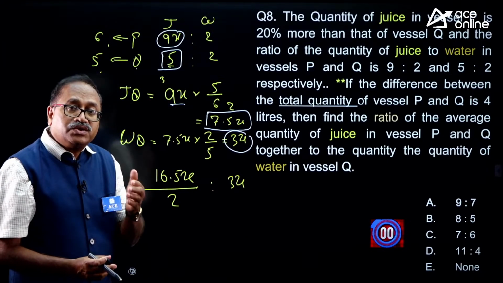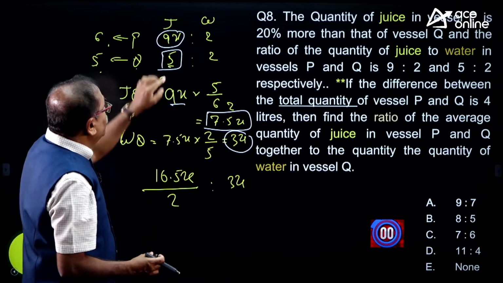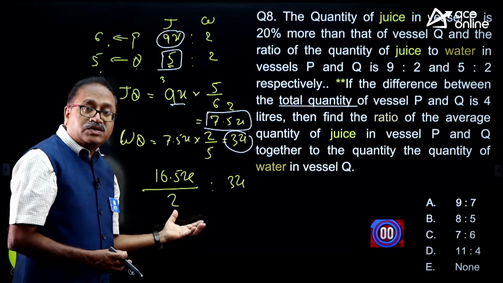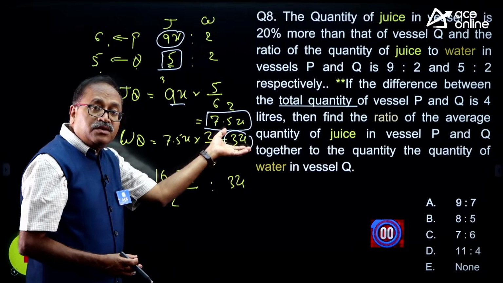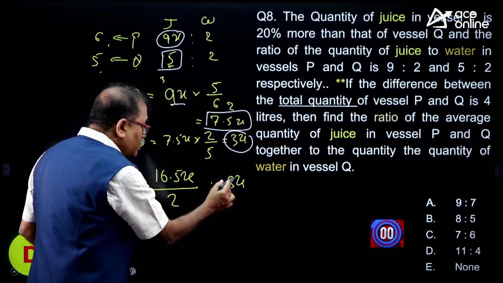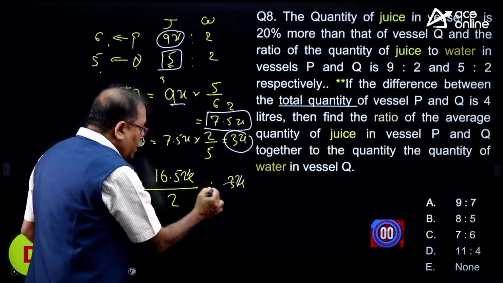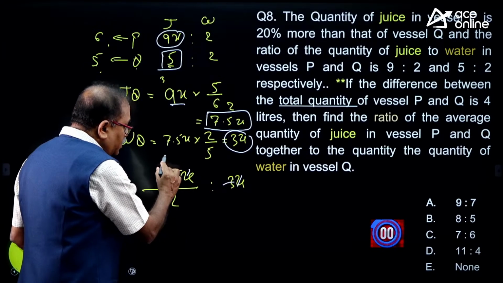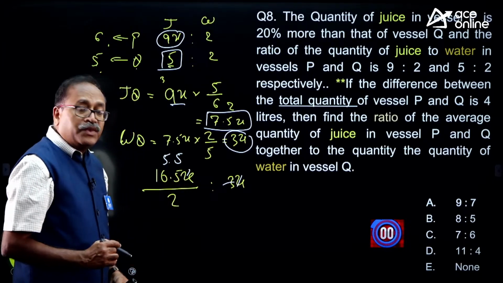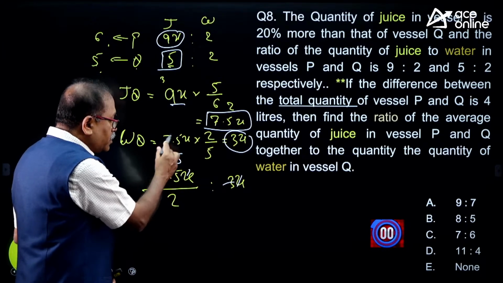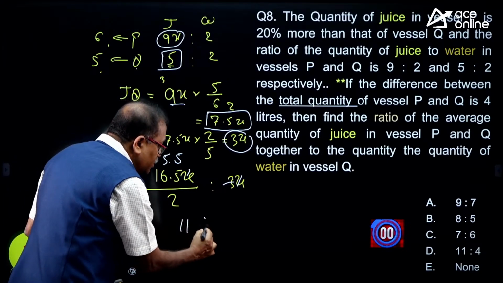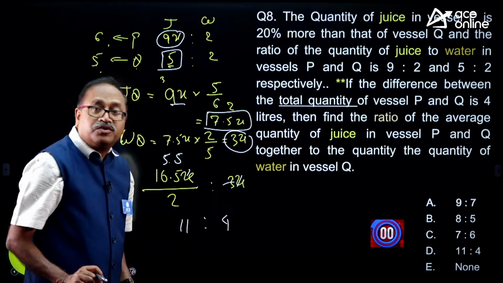You need to get the ratio of the juice of P and Q. That is 9x plus 7.5x, that is 16.5x by 2. And the water in Q, that is 3x. So you are getting over here, look at this one, x gets cancelled and this will get cancelled here. 5 3s are 15 and 5 3s are 15 over here. So can I write down this one, multiply these 2 by 2. You will be getting the first part is 11 and the second part is 4. 2 into 2.